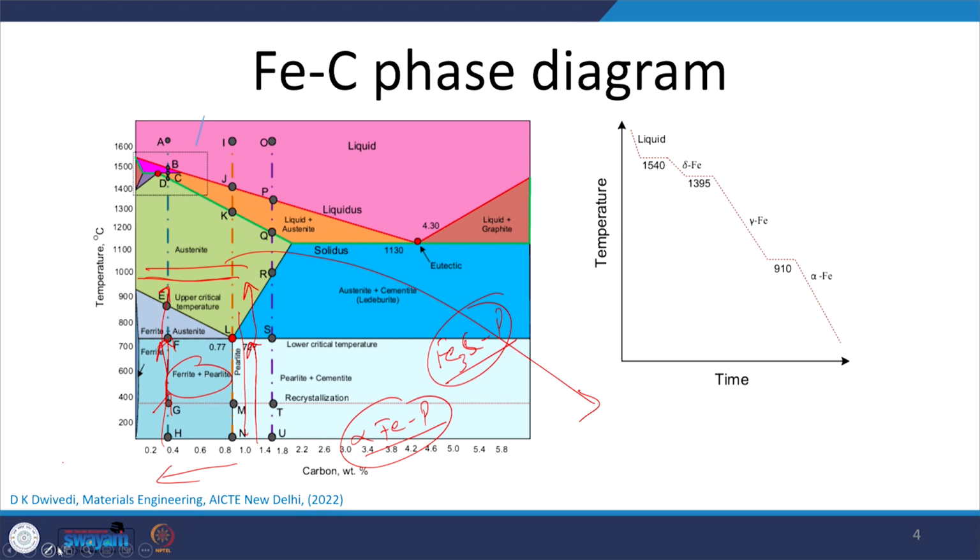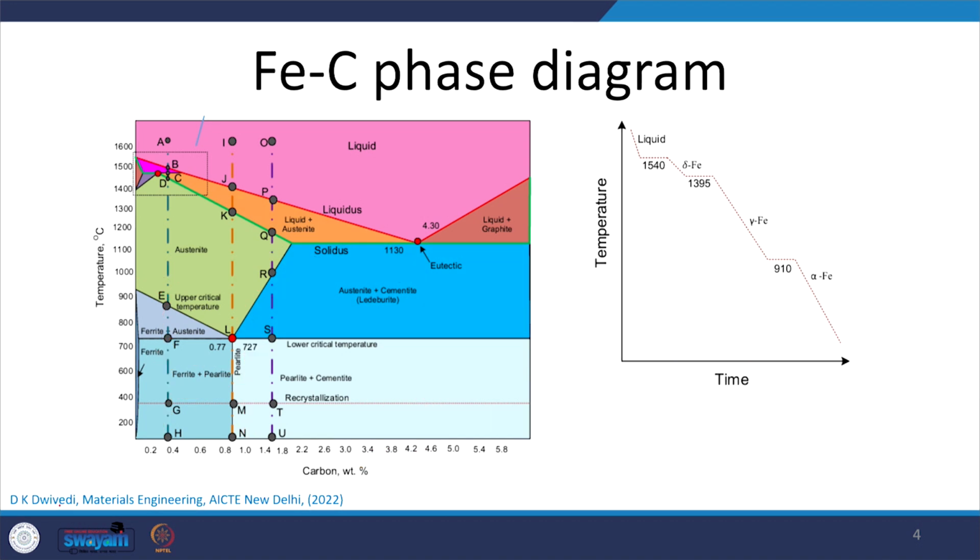But this is about the phase transformations which happen under the equilibrium conditions. Most of the time, during manufacturing, whether it is casting, welding or machining, we do not come across the equilibrium condition, but different cooling rates are used. So, we have to see how the cooling rate imposed during these manufacturing processes affects the end phases and so the properties of the casting.